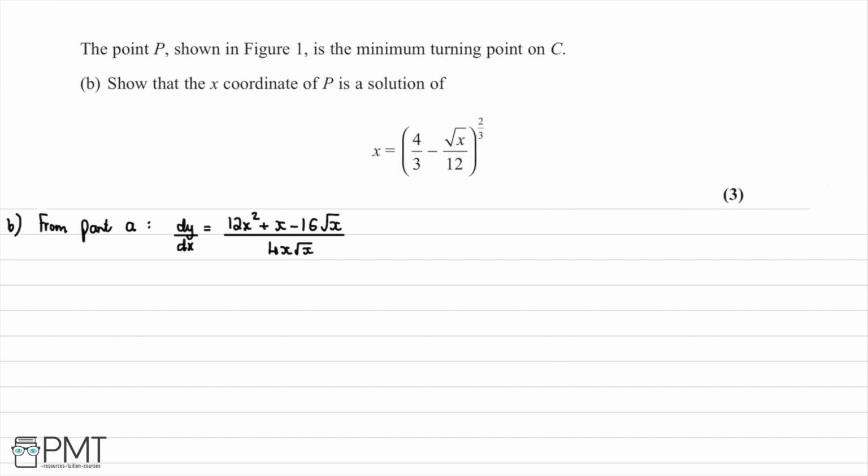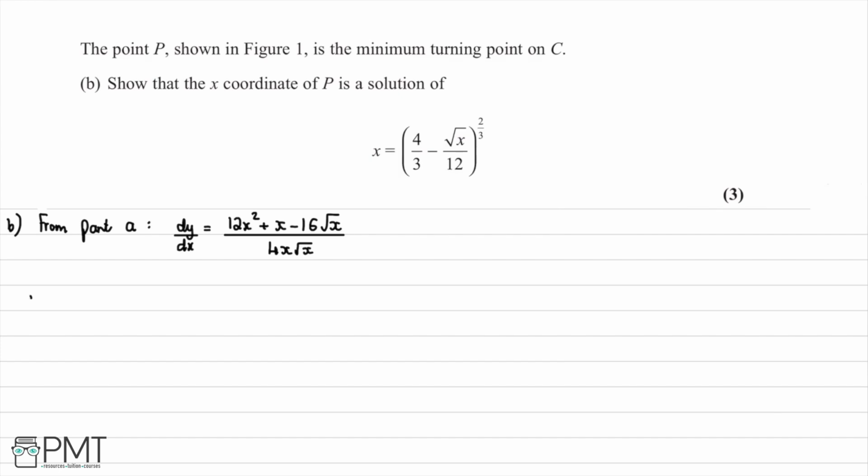And we're asked to show that the x-coordinate of P is a solution of x is equal to (4 over 3 minus root x over 12) all to the power of 2 over 3. So when we're asked a question about minimum turning points, we instantly think dy/dx is going to be equal to 0. That's because we know that we can find the stationary points by setting dy/dx equal to 0, and we know that a minimum turning point is a type of stationary point. So the first step here is going to be to set dy/dx equal to 0.